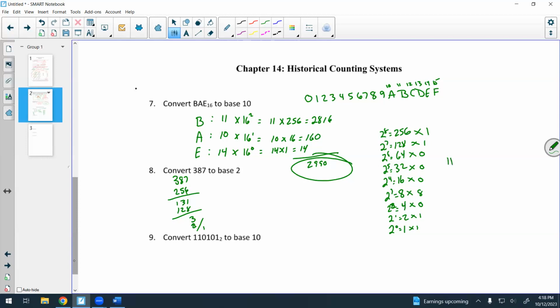So I have 1, 1, 0, 0, 0. Where did I get 8? 0. Well, I have 5 zeros, and then don't forget the base. Any questions on how we did that?